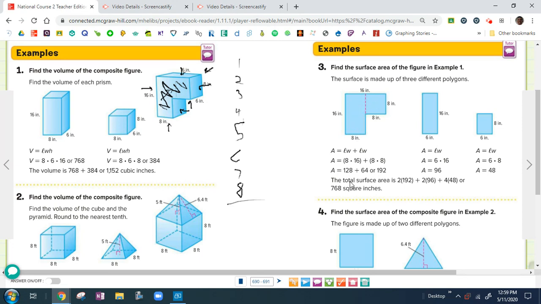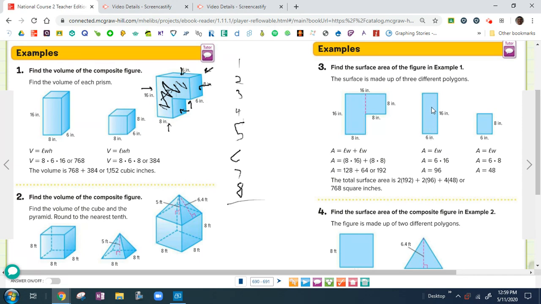Now later in the problem, they're going to multiply that 192 by 2. Why is that? We already discussed it. Because there's the front of the shape and there's the back of the shape, and they're identical. So you just double it to get the total surface area for those 2 surfaces.